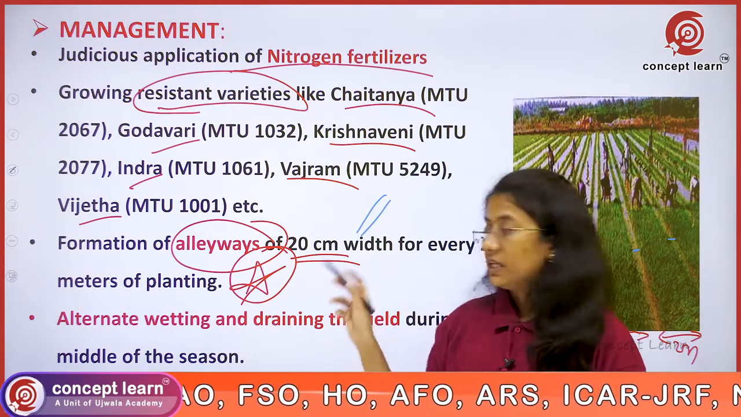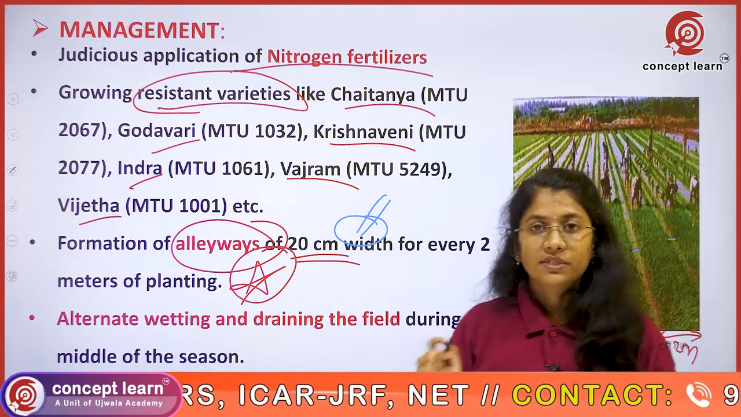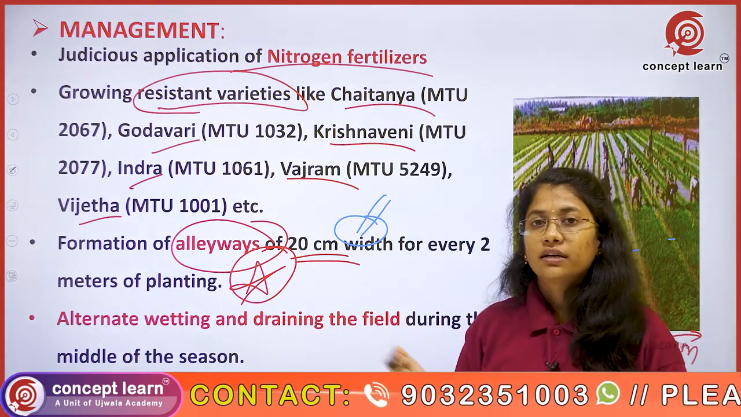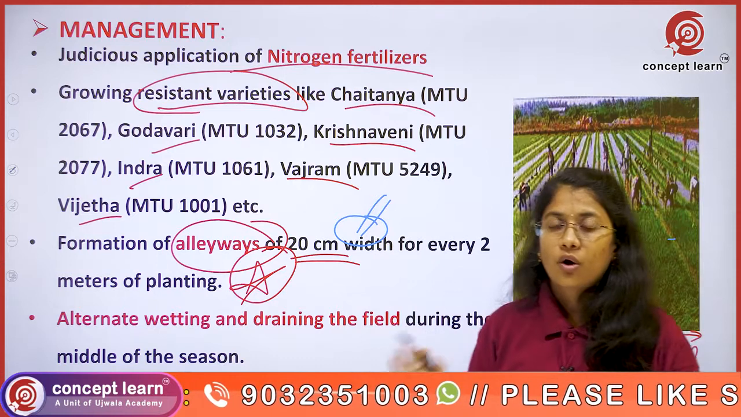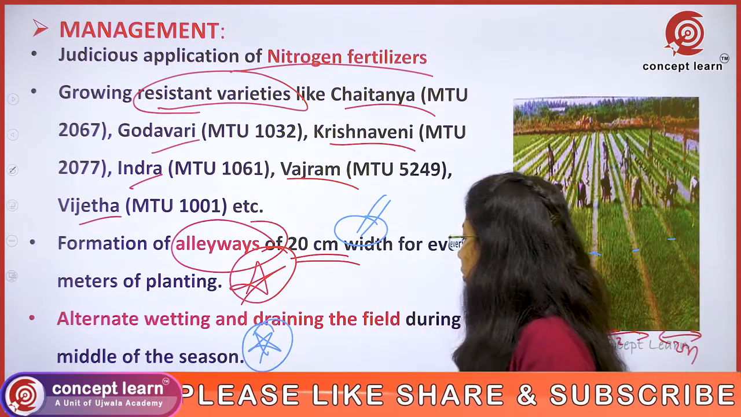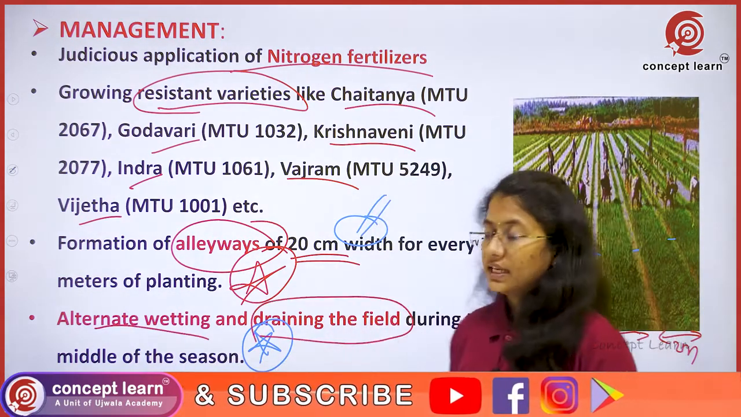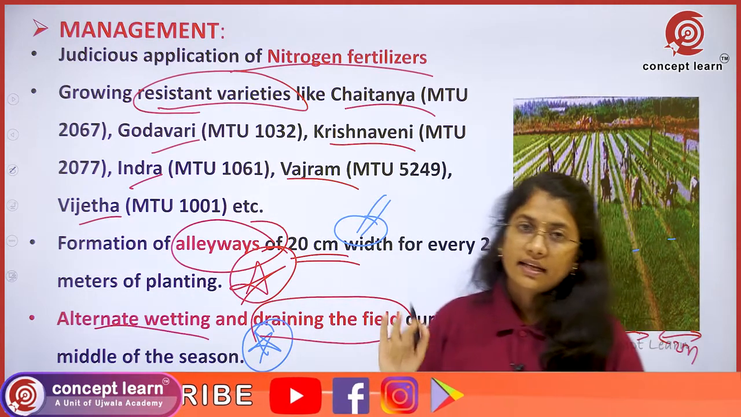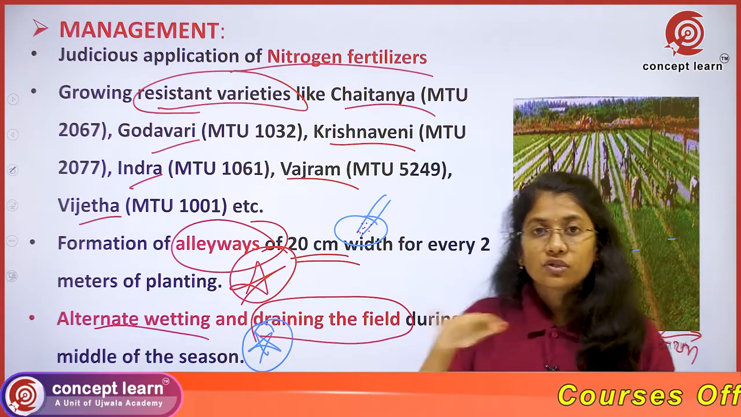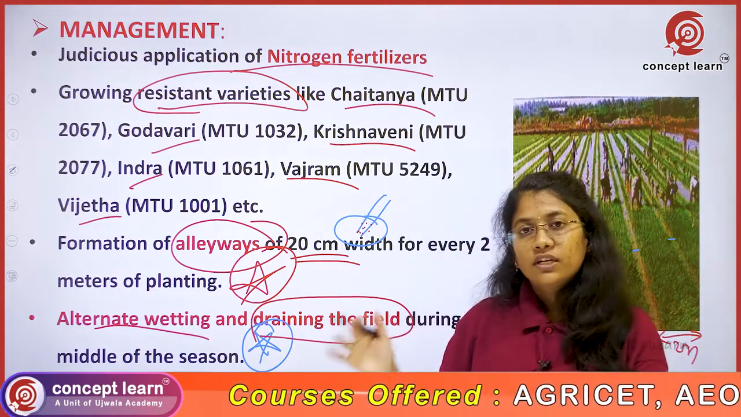The BPH insects congregate at the base of the plant. So these alleyways help in easier application of insecticides and also the passage of sunlight and air to all parts of the plants. One more important thing is that it is also recommended to follow alternate wetting and draining of the field. That is, the base of the plants must be filled entirely with water. Then the insects will be floating within the water.